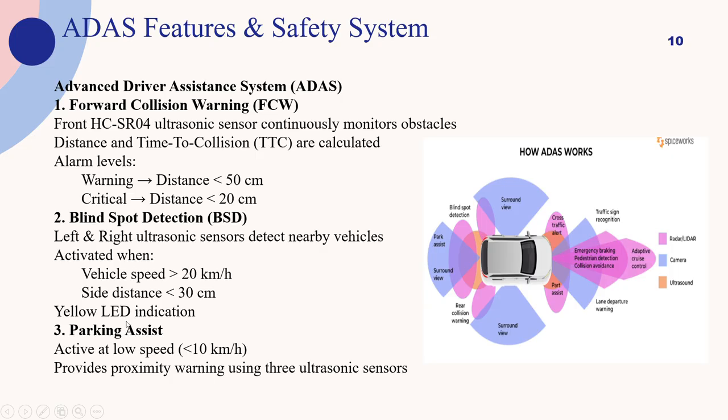Next, parking assist. Parking assist is active at low speed, when it is less than 10 km per hour. It provides proximity warning, with warnings from three ultrasonic sensors. Here we can see back view, blind spot detection, rear collision warning, park assist, surround view.